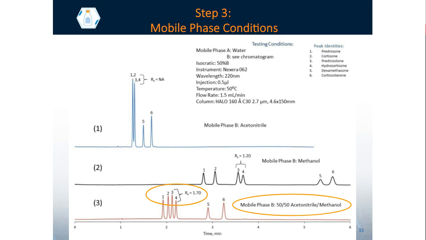So what I'd like to point out from this example is you may not get the selectivity that you want with 100% acetonitrile or 100% methanol, but sometimes the combination of acetonitrile and methanol is really something that is a good idea to try in order to get the resolution that you need.